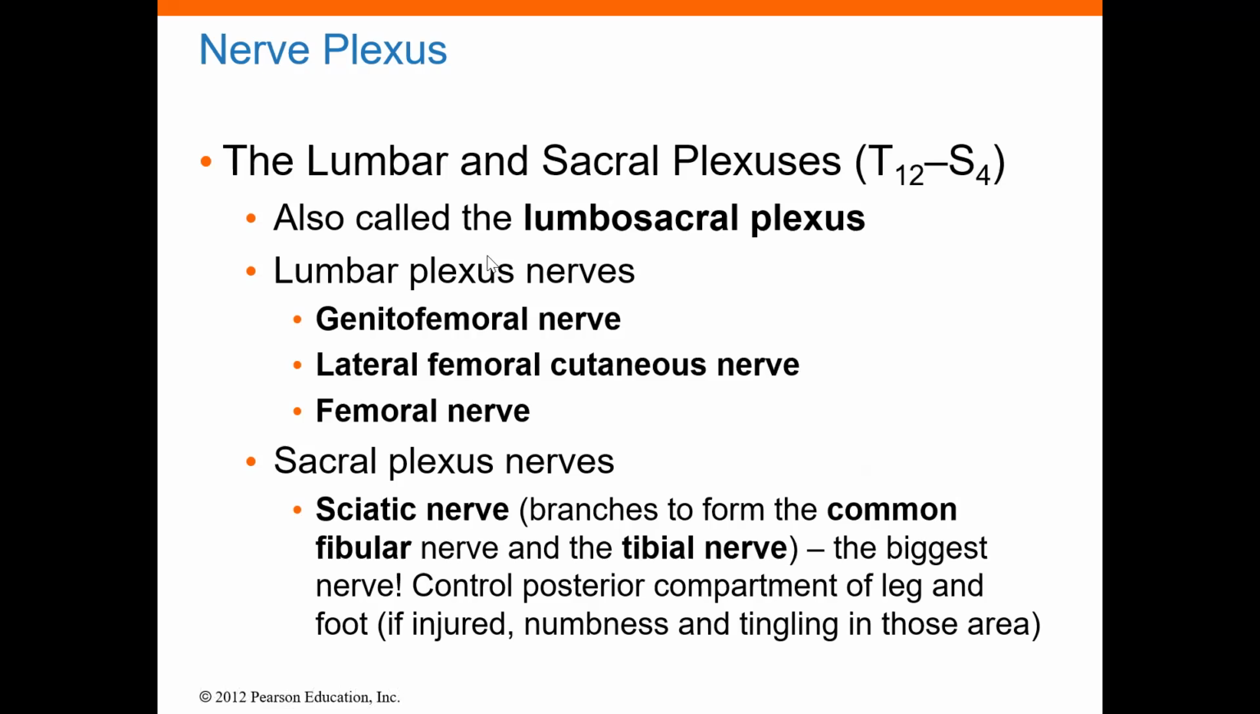So we're going to look at the lumbosacral plexus. And even though it says lumbar, it does start at T12, the last of the thoracic area. So T12 to S4, also called the lumbosacral plexus. And we're going to take a look at some of these nerves: genitofemoral, lateral femoral cutaneous, femoral nerve, and the sacral plexus nerves, including the sciatic nerve and the fibular and tibial divisions of the sciatic nerve. So we will take a look at that.